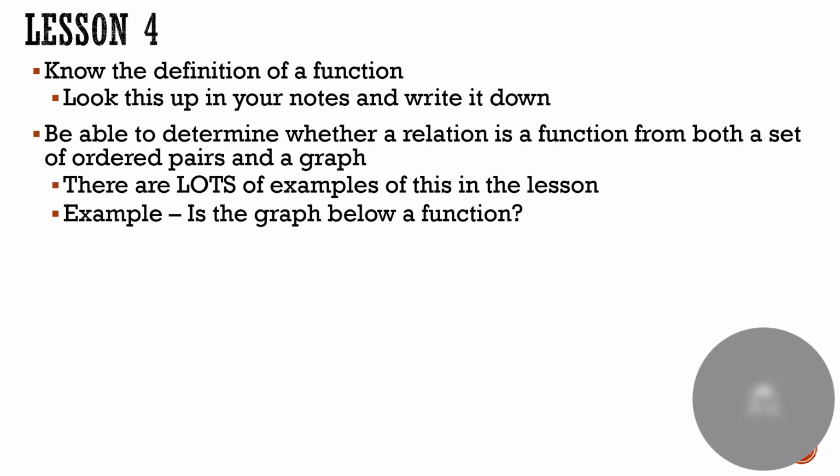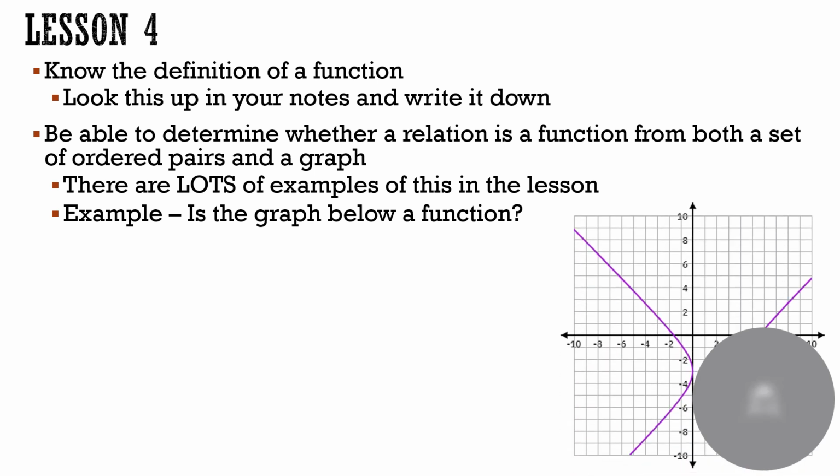Be able to determine whether a relation is a function from both a set of ordered pairs and from a graph. There are lots of examples of this in the lesson. So I would strongly recommend going back to your Lesson 4 notes or going back to the Lesson 4 video, because we did tons and tons of examples of this in the lesson. Like, is this a function? Is this not a function? What do the ordered pairs and the mapping look like?